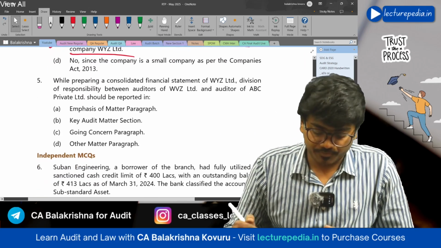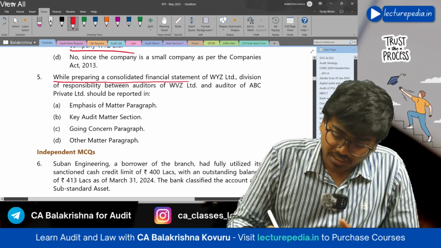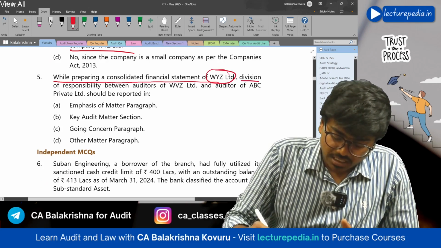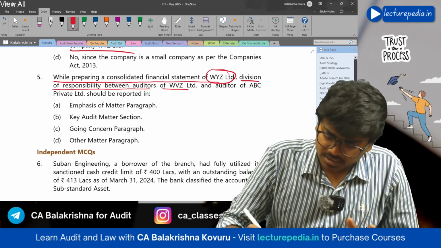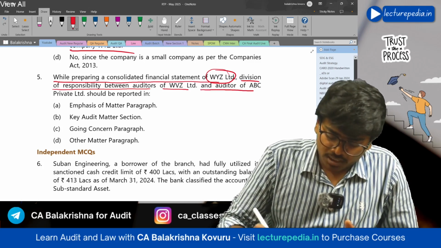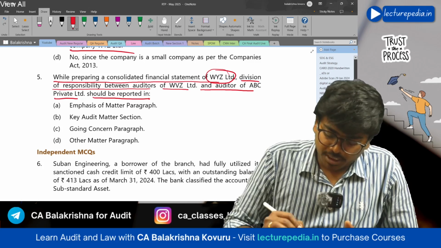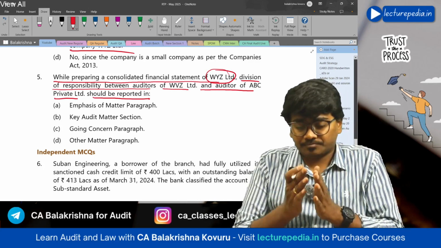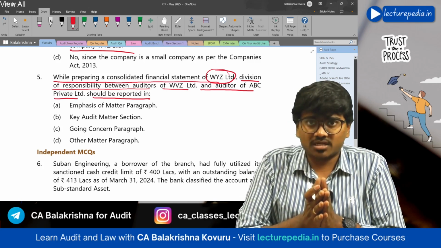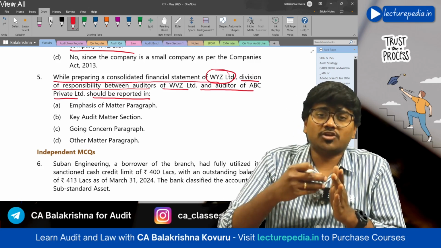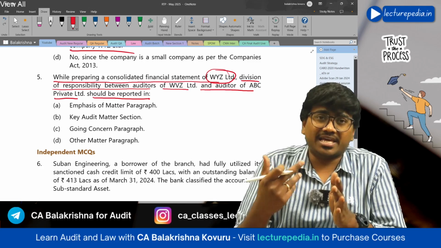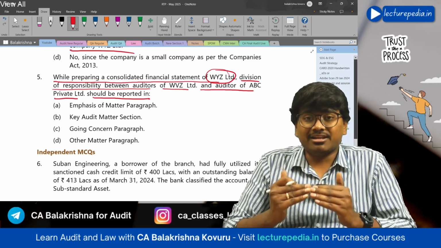Next, fifth MCQ. While preparing a consolidated financial statements of a WZ Limited, division of responsibility between auditors of WZ Limited, YZ Limited, and auditor of ABC Private Limited should be reported in. Now, while auditing consolidated financial statements, the fact that there has been a division of responsibility with respect to audit of areas can be reported in which paragraph?